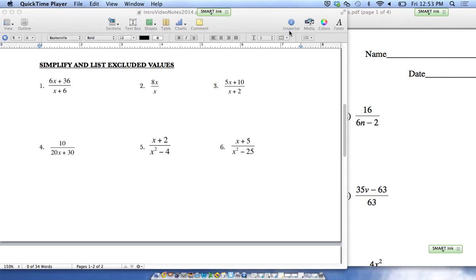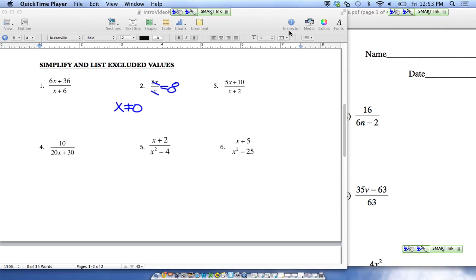Number 2, the excluded value would be 0. So x is not allowed to equal 0 because x is sitting alone in the denominator. To simplify this, to remove the common factor of x, I'm left with 8.